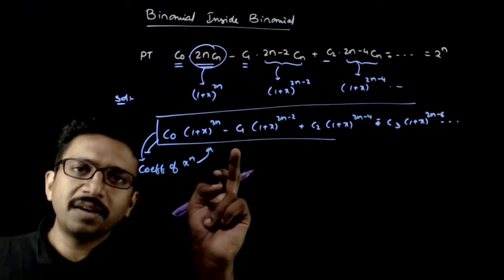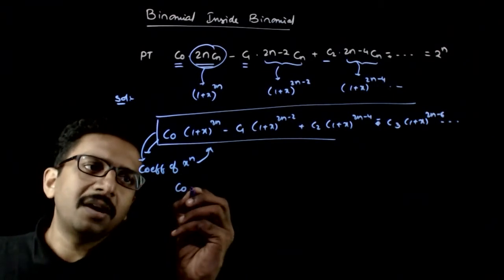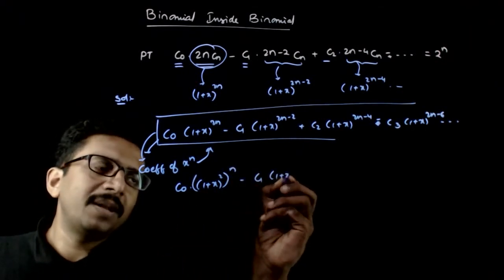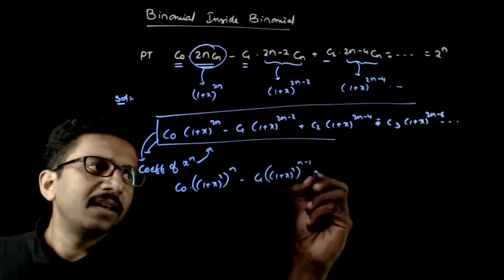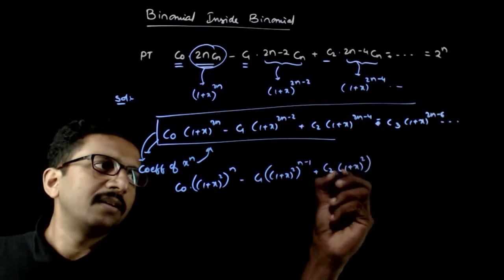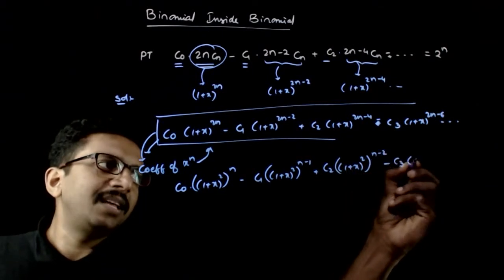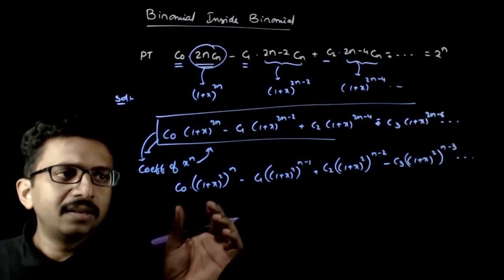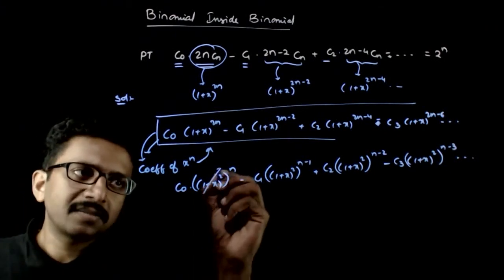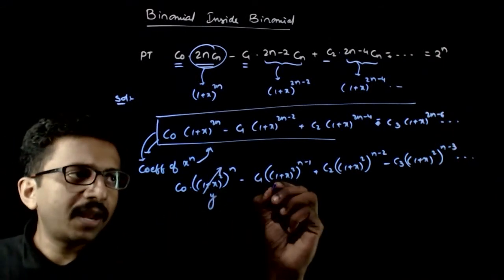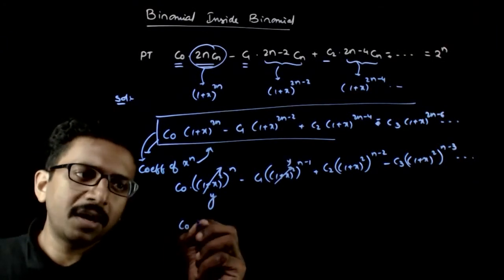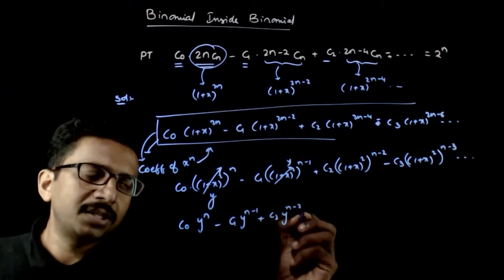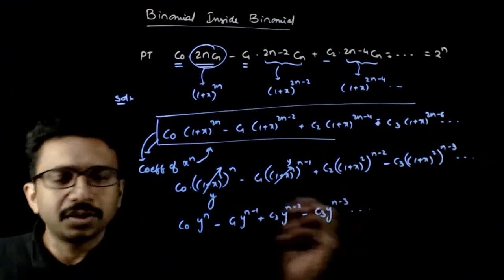So now let us compare this with our binomial expansion. This is nothing but C0 into ((1 plus x) whole square) whole power n, minus C1 into ((1 plus x) whole square) whole power n minus 1, plus C2 into ((1 plus x) whole square) whole power n minus 2, minus C3 into ((1 plus x) whole square) whole power n minus 3, and so on. If I take (1 plus x) whole square as y, this becomes C0 y power n minus C1 y power n minus 1 plus C2 y power n minus 2 minus C3 y power n minus 3, and so on.